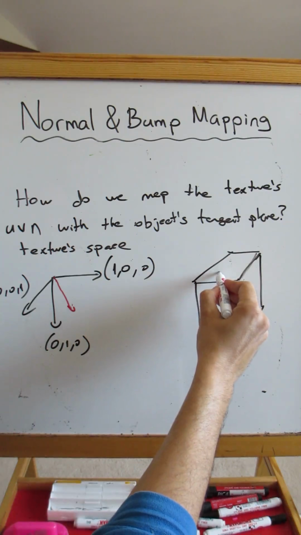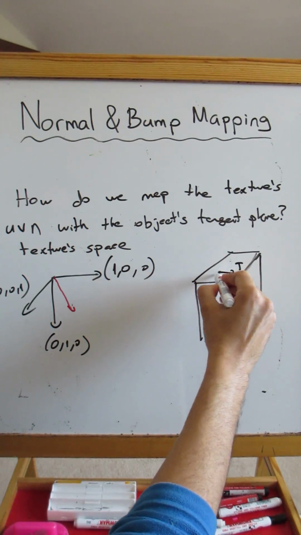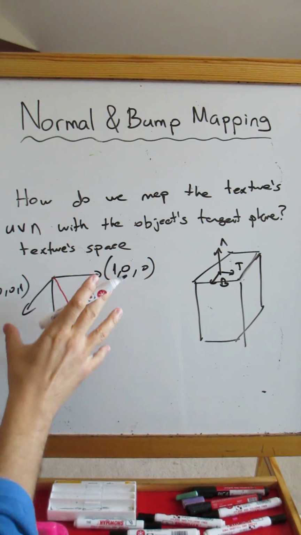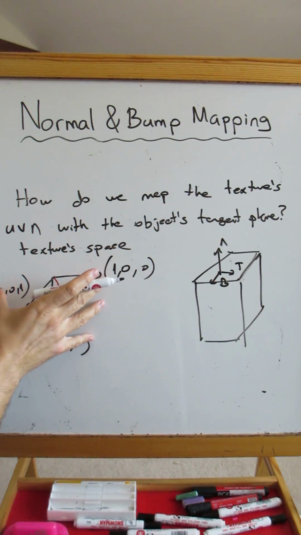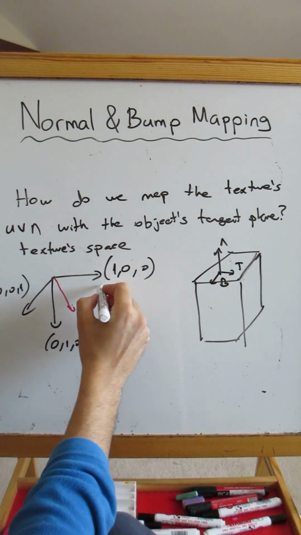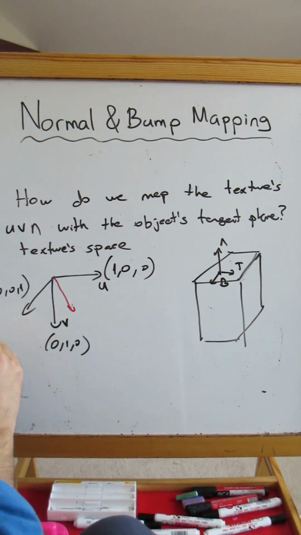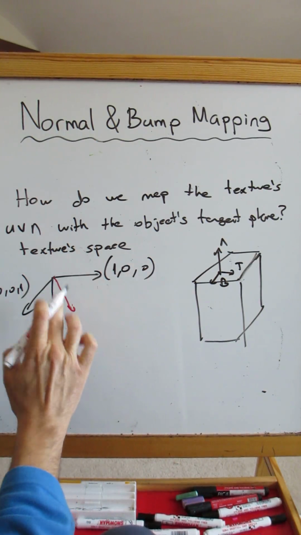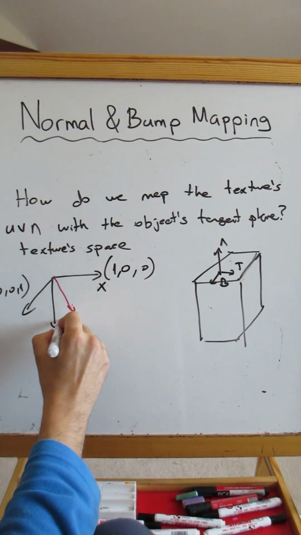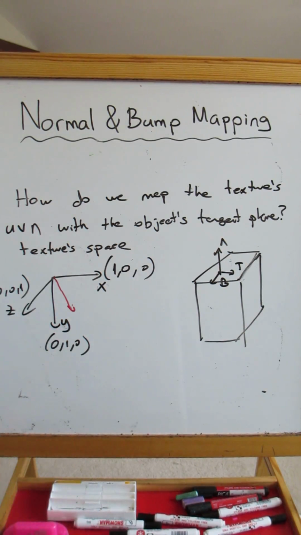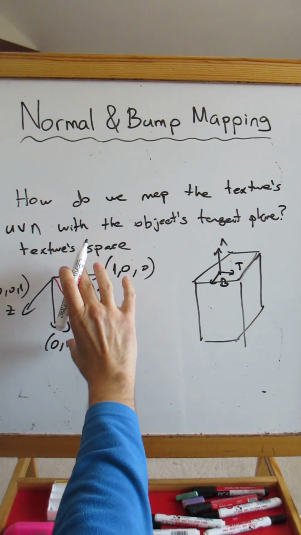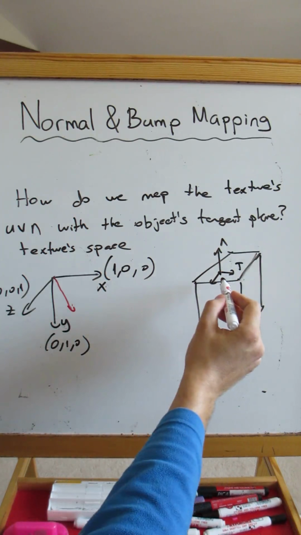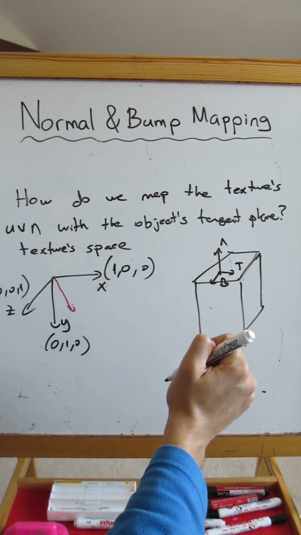Now, for this point, I have the T, B, and N vectors. What I want to do is map this space onto this space. To make the example consistent, let me call this X, this Y, and this Z direction. Now, I want to map this onto TBN. So X is going to map to T, Y is going to map to B, and Z is going to map to N.